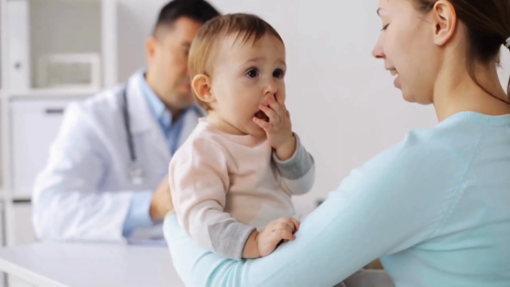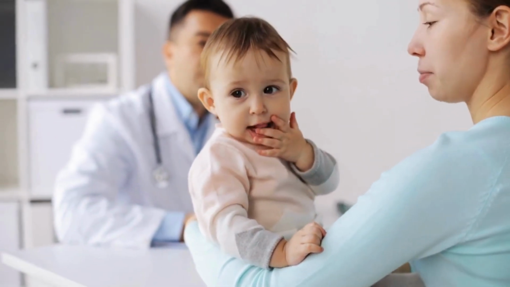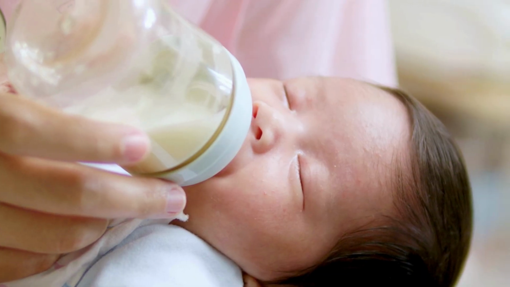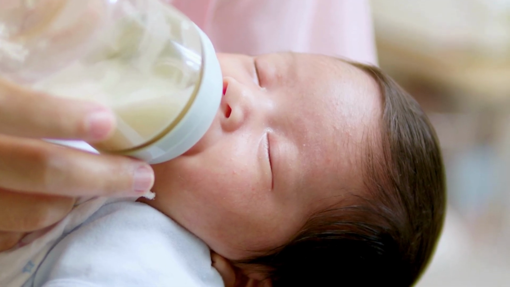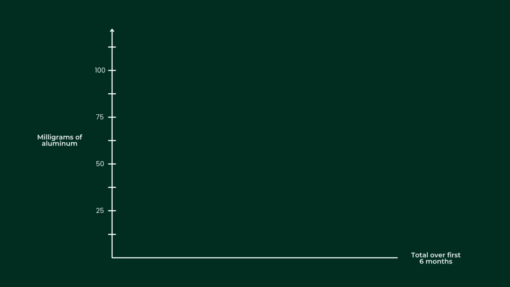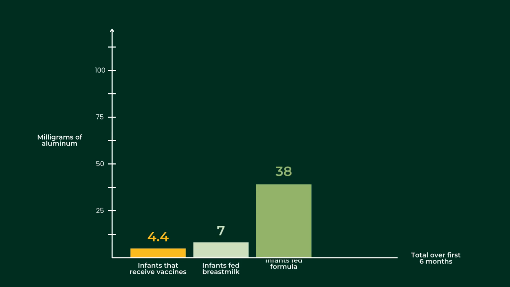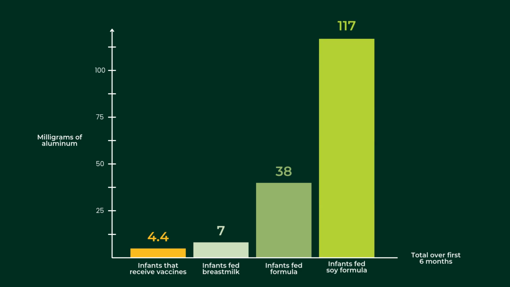Some parents worry about the aluminum in vaccines that are given to babies and young children. It's important to understand that, like adults, babies also ingest aluminum through breast milk and formula. The total amount of aluminum that babies will receive from vaccines in their first 6 months of life is about 4.4 milligrams. In contrast, infants who are breastfed ingest about 7 milligrams, and formula-fed infants ingest about 38 milligrams. Infants who are fed soy formula typically ingest about 117 milligrams in the same time frame.